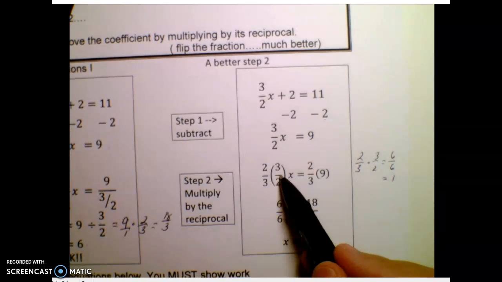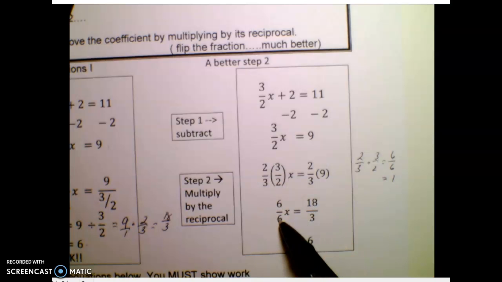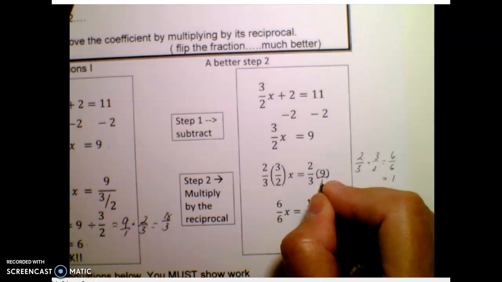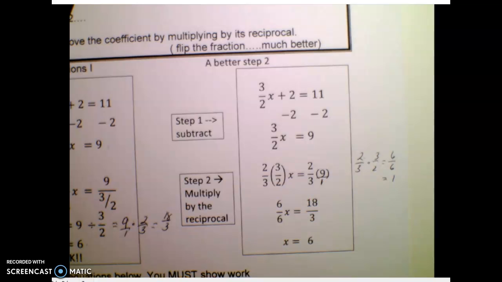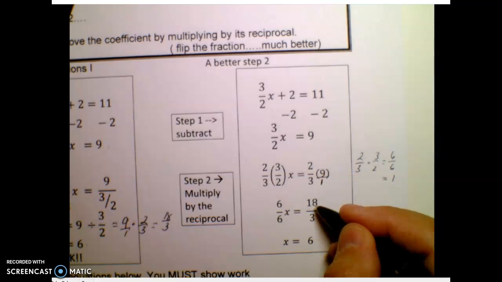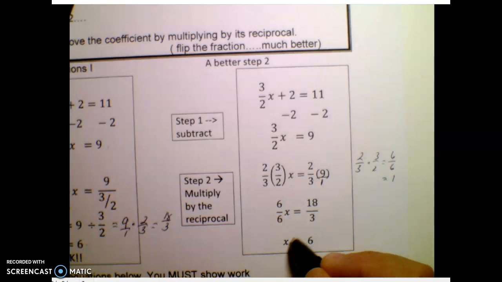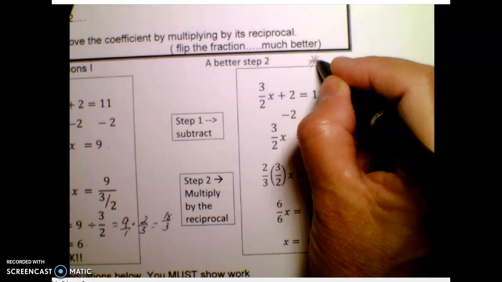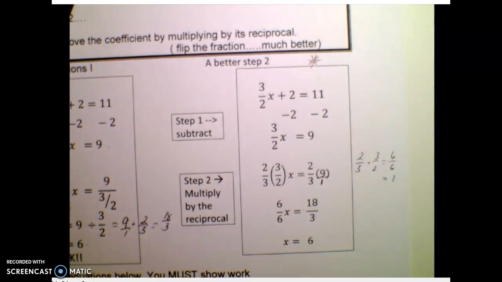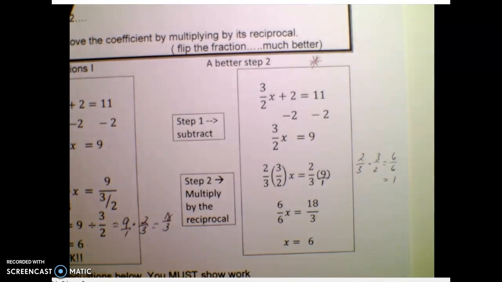So I'm multiplying here, and I get 6 over 6. If I do the same on this side over here, remember you always put a 1 at the bottom. On the top, I have 2 times 9 is 18, and 3 times 1 is 3. 6 over 6 is just 1x, and 18 divided by 3 is 6. Okay, so you're going to multiply by the reciprocal. This is the method I would use if I were you. It's much easier. All right, so now try the 4 problems at the bottom.